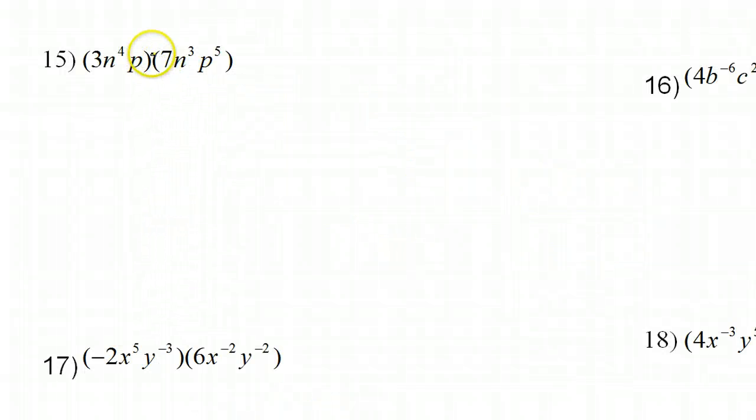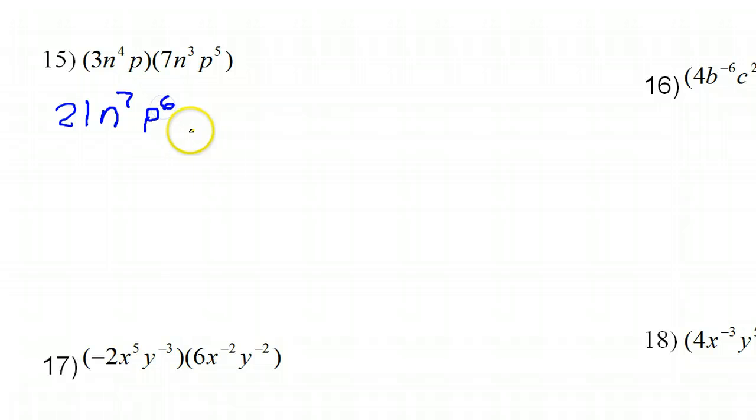Alright, number 15. None of these parentheses have powers on them, so I can go ahead and deal with this right now. 3 times 7 is 21. N to the 4th times n to the 3rd power is n to the 7th power. P times p to the 5th power is p to the 6th power. And that's it. That's the final answer.